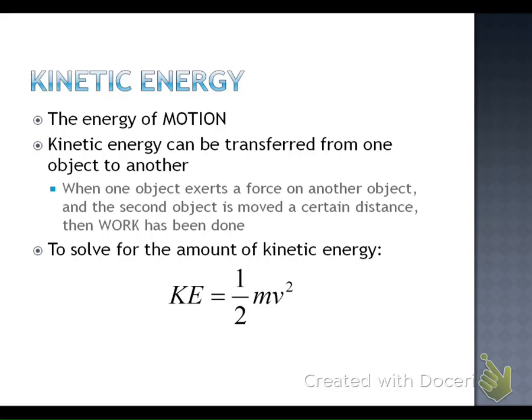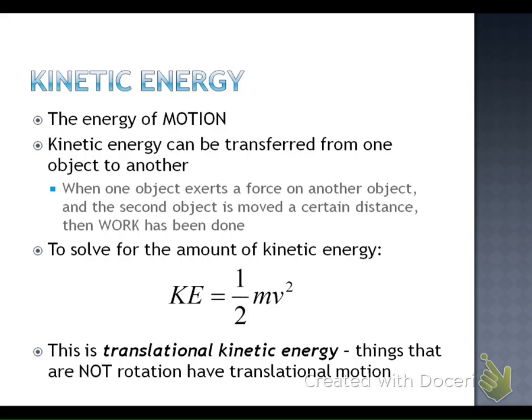Okay? Kinetic energy, this is the equation that we use. KE equals 1/2 mv squared. So kinetic energy has to do with mass and velocity. What other term or what other system or equation do we know that has to do with mass and velocity? All right, this is translational kinetic energy, things that are not rotating. Okay, things that are not spinning, don't have a rotational motion of any kind. They're just moving from one point to another.